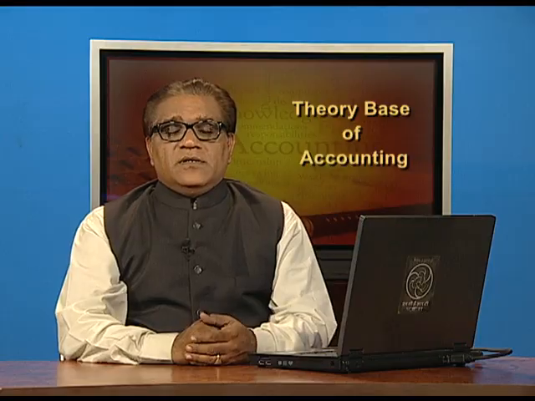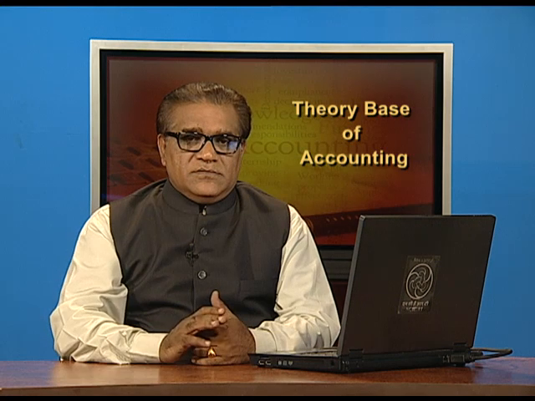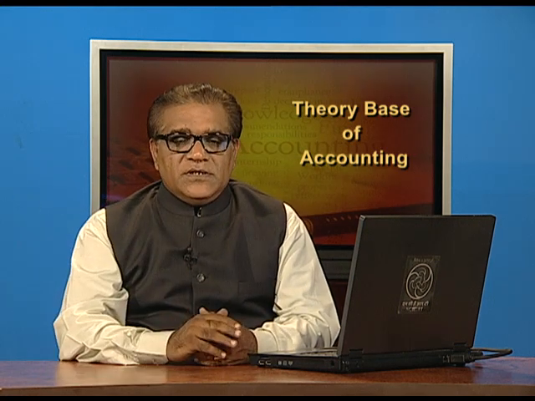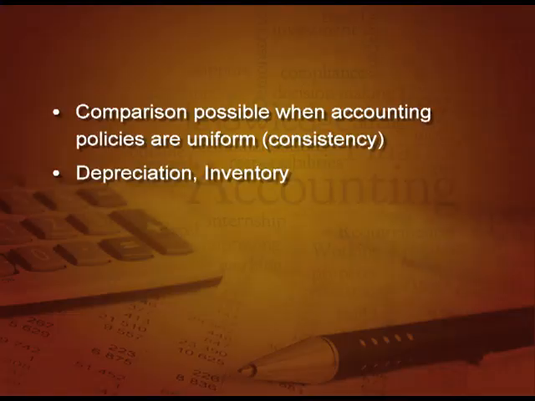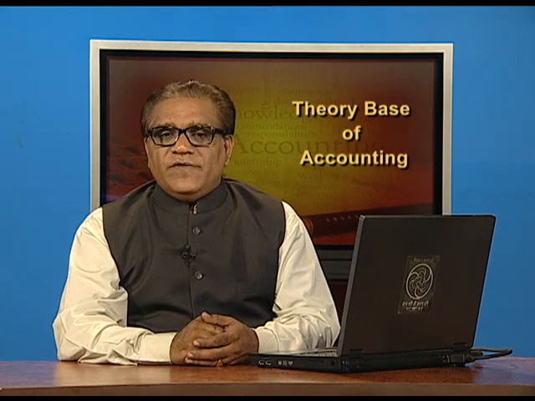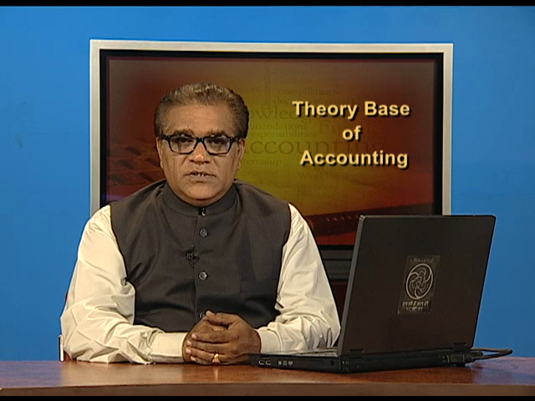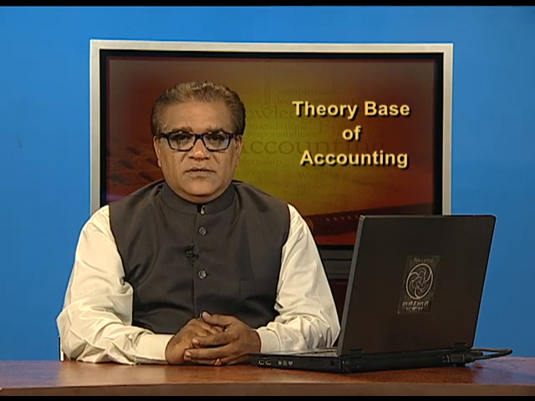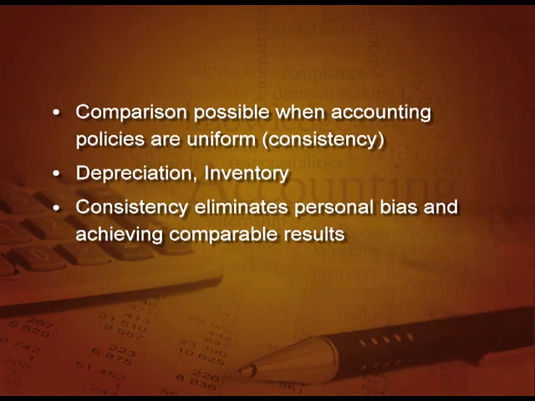For example, depreciation, inventory, there are various methods. These will be discussed in the coming chapters. Depreciation means when the asset is used, it is called depreciation, and inventory means stock. There are various policies according to which you can value them. So, if you are using one method in 1 year, you must not change in the next year, so that consistency is there. So, consistency eliminates personal bias and it helps in achieving comparable results.